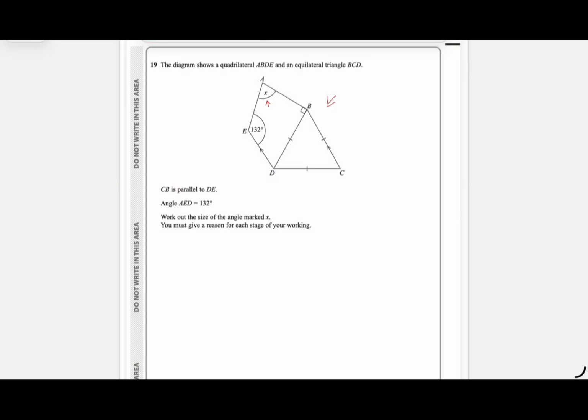So we know that in an equilateral triangle, all three angles are equal. So you've got that. We know the sum of angles in a triangle is 180 degrees. So if all three are equal, then each angle is 60 degrees.